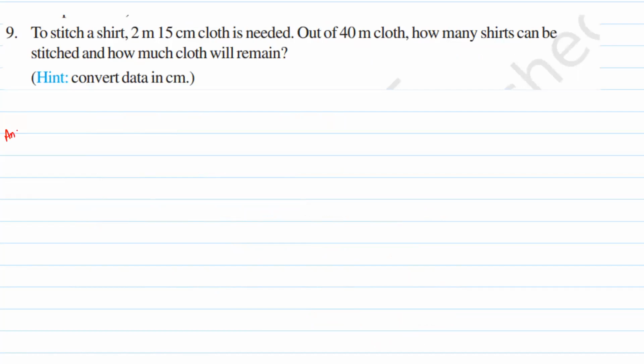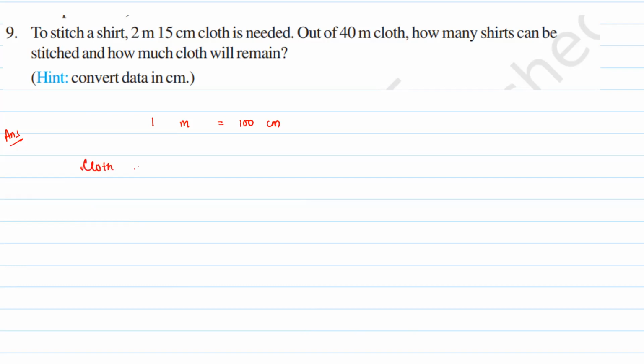Coming to the 9th question. To stitch a shirt, 2 meter 15 centimeter cloth is needed. Out of 40 meter cloth, how many shirts can be stitched and how much cloth will remain? Now let's see. It is asking out of 40 meter cloth. So you just have to convert it into centimeter or into meters. Converting meter into centimeter is easy because we know 1 meter is equal to 100 centimeter.